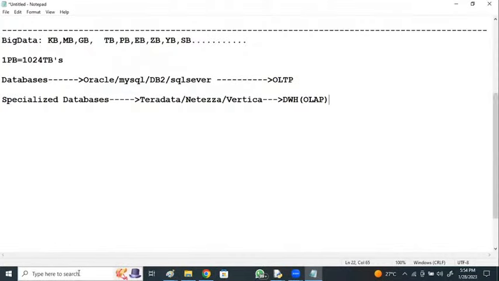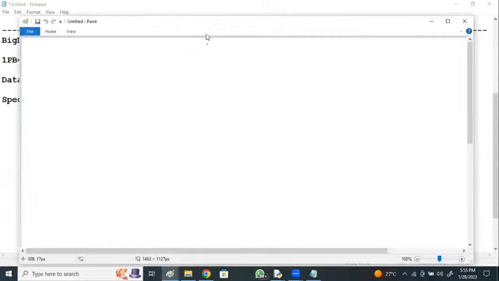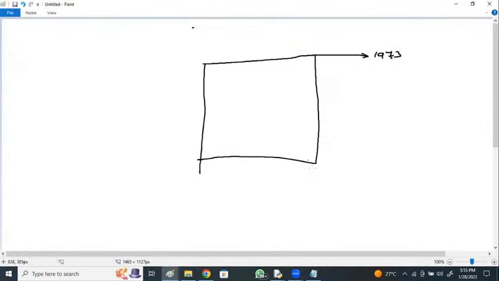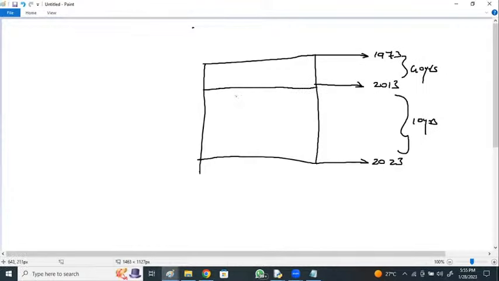But before that, let's talk about how data is getting generated: data sources and data types. Assume this is all the data available, generated over the last 50 years, from 1973 to 2023. If you compare the last 10 years, 2013 to 2023, with the previous 40 years, only about 20% of the data was generated in the previous 40 years, and nearly 80% of the data we see currently has been generated in the last 10 to 15 years.